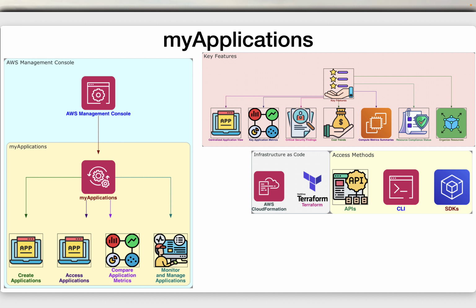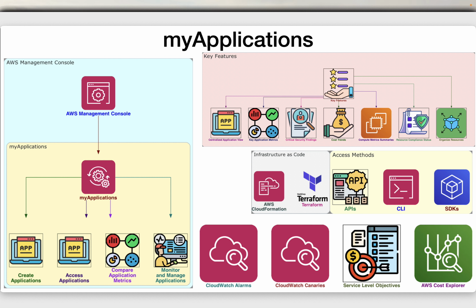Users can quickly access any of their applications from the My Applications widget by selecting it. You can compare application metrics. Users can compare key metrics for multiple applications, like the cost of application resources and the number of critical security findings. So you can monitor and manage applications.